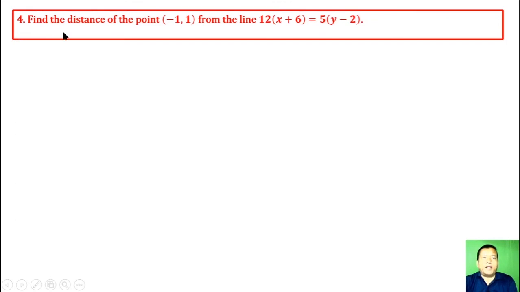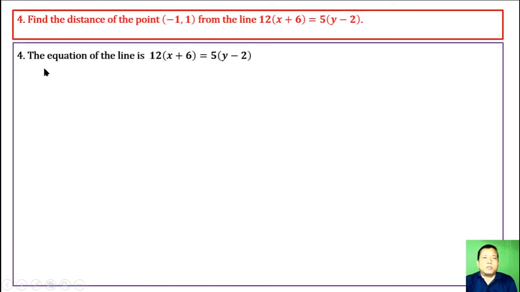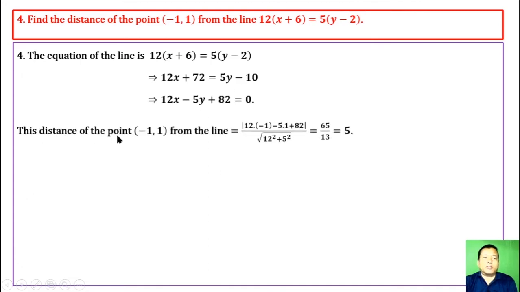Question number 4. Find the distance of the point from this line. We have to find the perpendicular distance of this point from this line. The equation of the line is this. We have to put it in the standard form by transferring terms. We get this. The distance of the point minus 1, 1 from the line is the modulus of the expression when x is replaced by minus 1 and y is replaced by 1, others remaining unchanged, divided by the square root of 12 square plus minus 5 square. We get 65 by 13, whose value is 5.